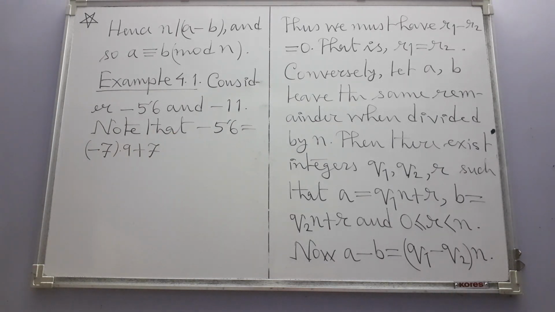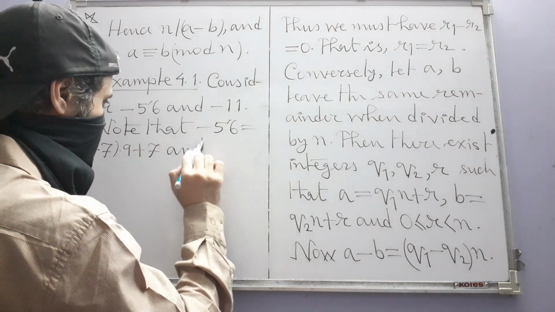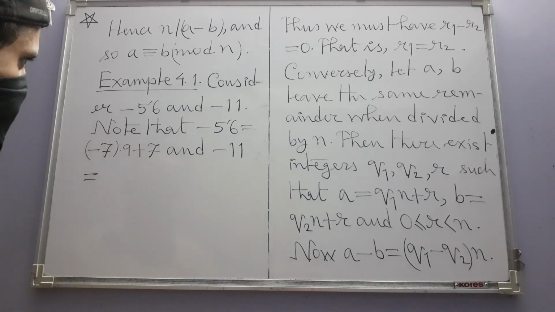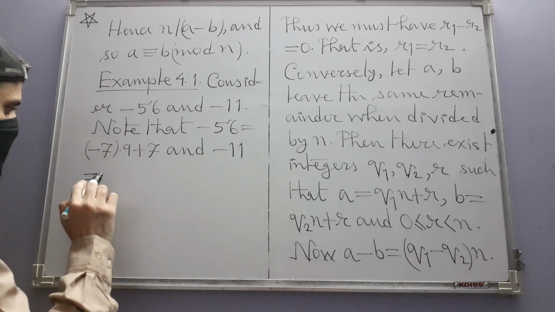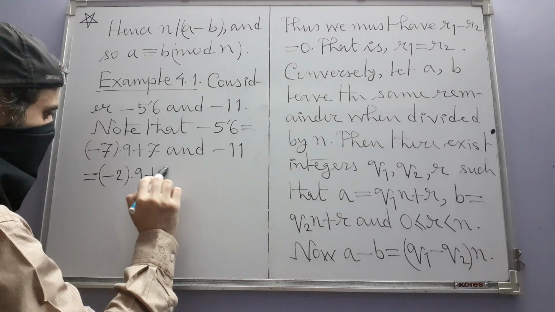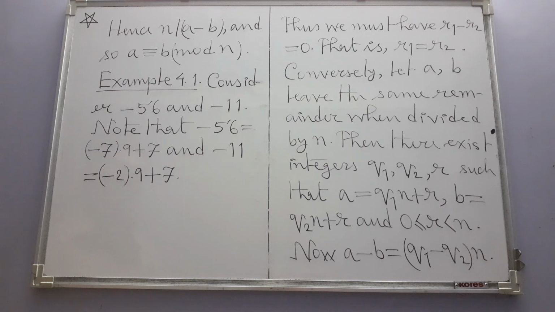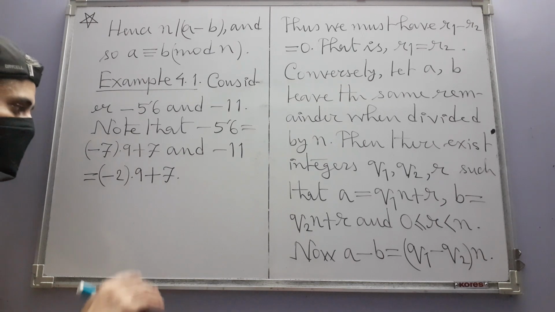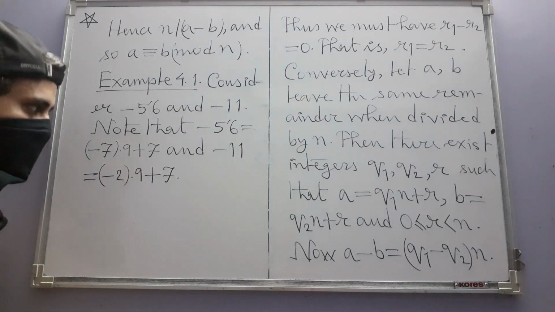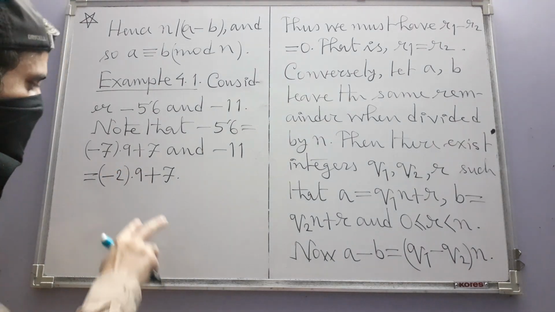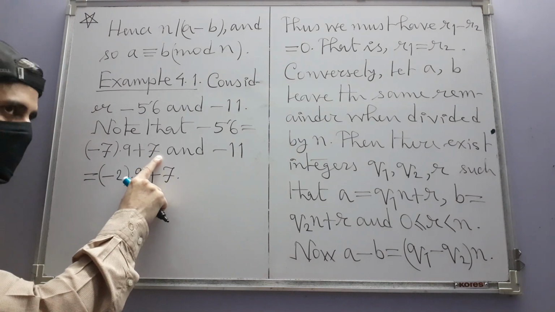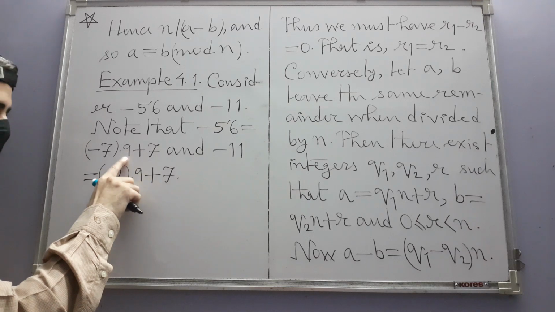And minus 11 is equal to minus 2 times 9 plus 7. You can see that when you divide minus 56 by 9, the quotient is minus 7 and the remainder is 7. How do you know that you have got the correct equation? That's because that other number is non-negative. In fact, it's positive and less than 9.